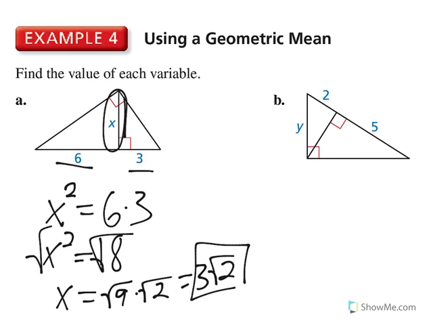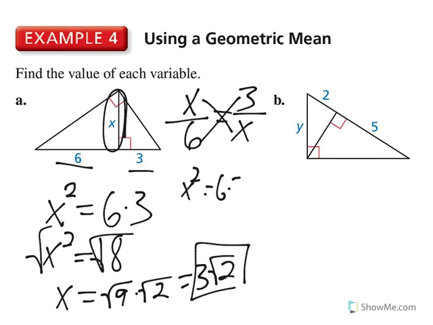Again, if you did this by setting up proportions, you would do the long side of your small triangle over the long side of your medium triangle equals the short side of your small triangle compared to the short side of the medium triangle. When you cross multiply, it's the same setup. We would have gotten x squared equals 6 times 3. If you need to set it up like that first, you get the same answer.